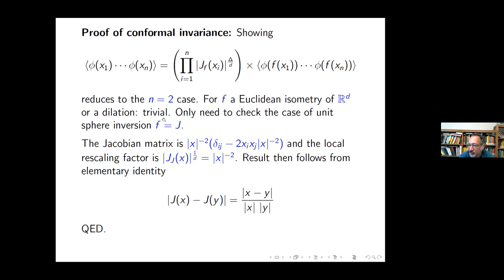So there is only one case to check, which is the inversion with respect to the unit sphere. Okay, you do the computation. This is the Jacobian matrix at x. So the rescaling factor when you compute the determinant just gives you the Euclidean norm of x to the power minus 2. And at the end of the day, this just amounts to a completely elementary identity, which you can check in one line, two lines, which is this. All right, so that's a proof.